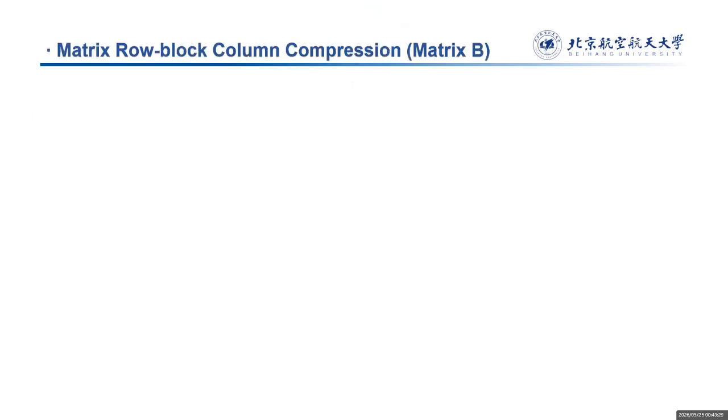Next, let's look at matrix B. For matrix B, global reordering is not suitable. This is because the column index of A corresponds to the row index of B. If we reorder B globally, we may break this relationship. So we use local compression.